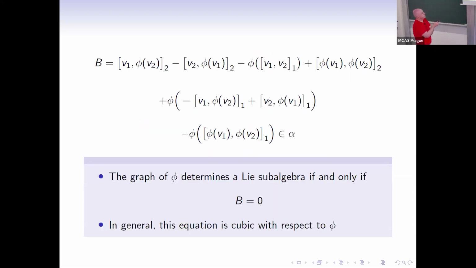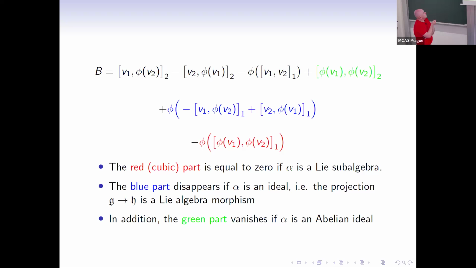So in general, this equation is cubic, as you can see, right? The first line consists of three linear terms with respect to phi and one quadratic. The second line consists of only quadratic terms, and the last one is cubic. So in general, it's a cubic equation with respect to phi. And let's look at the corresponding pieces. I denote them by red, blue, and green.